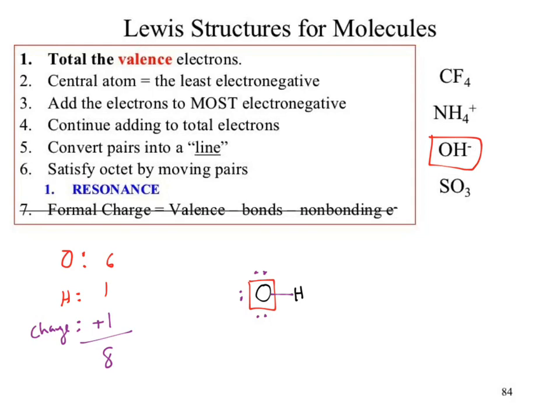Everything is satisfied as octet. The oxygen has 8 electrons around it. The hydrogen has 2 electrons. The last step, formal charge.